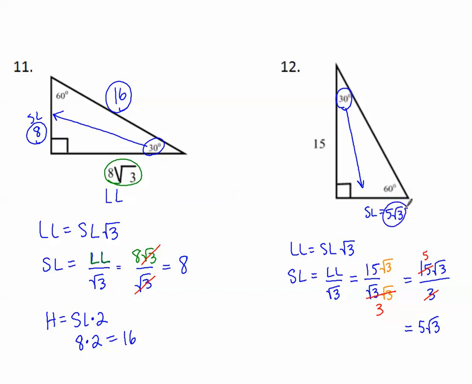Once I have my short leg, my hypotenuse is just short leg times 2. Let's see how we do that. Short leg is 5 radical 3 times 2. So what gets multiplied together? The numbers both outside of the square root. 5 times 2 is 10 with a radical 3 left over. So I have 10 radical 3 for my hypotenuse. 10 radical 3. Isn't that fun?